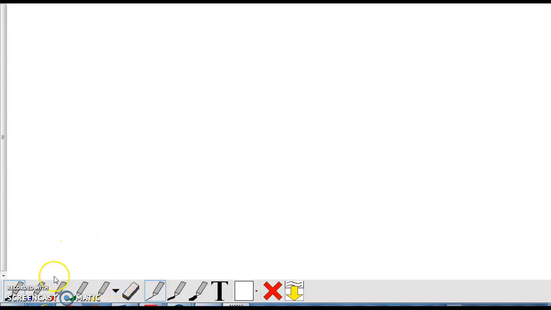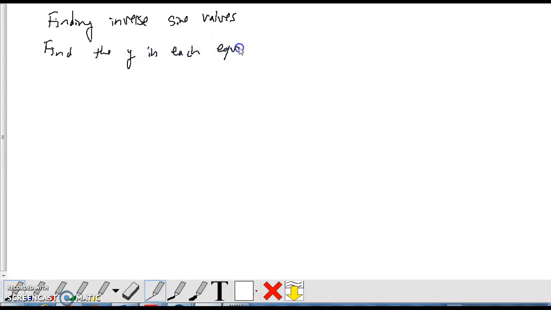Okay, so part 2. So how can I actually use my inverse? So finding inverse sine values. Okay, so let's find the y. Find the y in each equation and in radians.